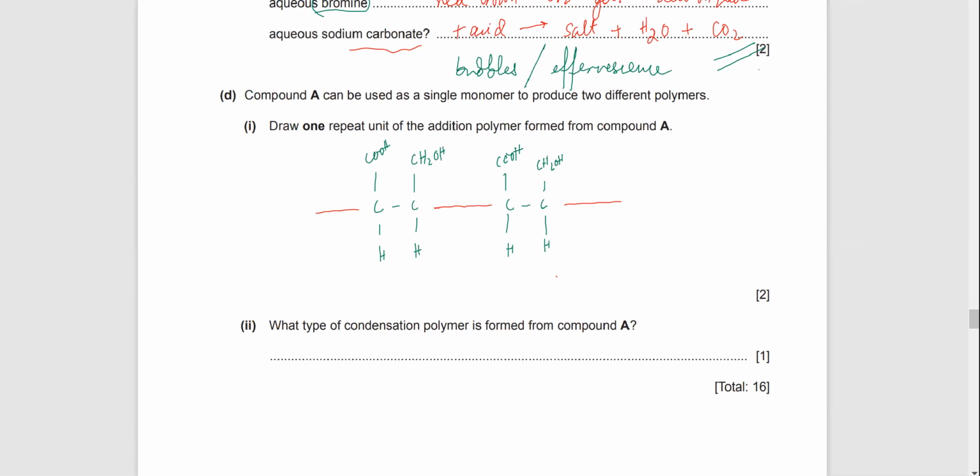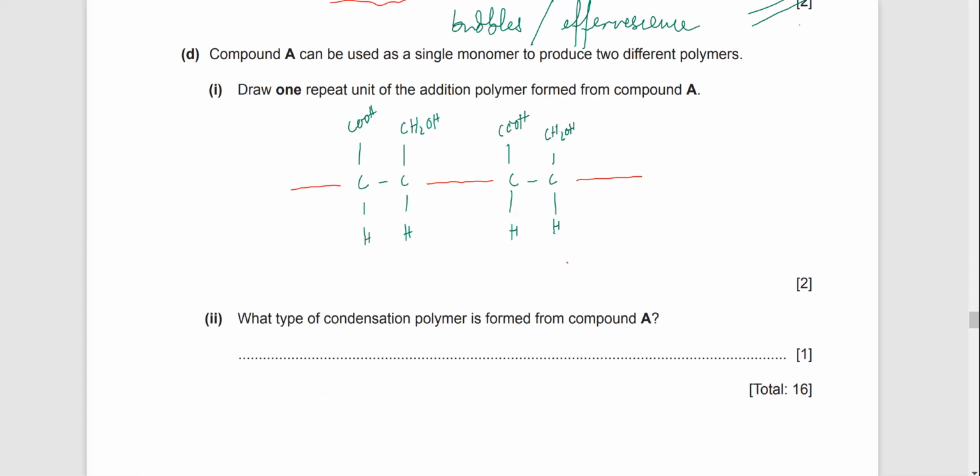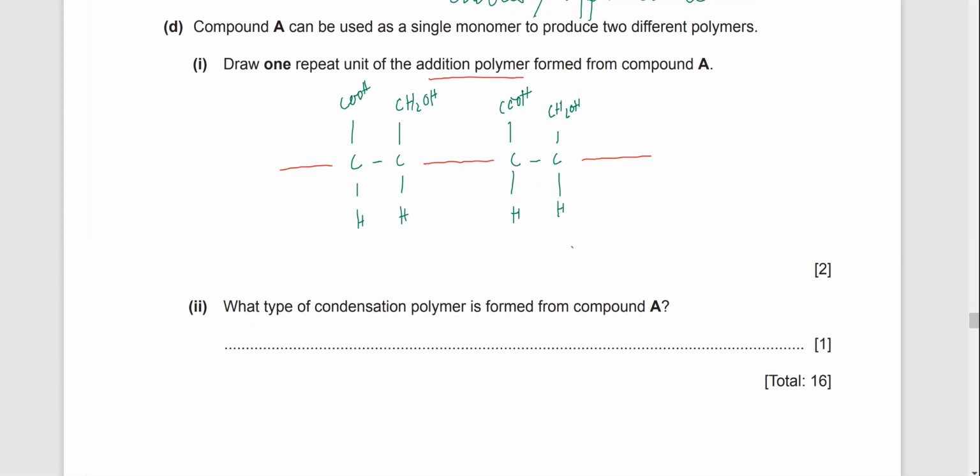What type of condensation polymer is formed? Alkenes always form addition polymers. Okay, so that was addition. Now, what type of condensation polymer is formed from compound A? The second thing, condensation polymer, let me explain: polyesters are going to be formed.